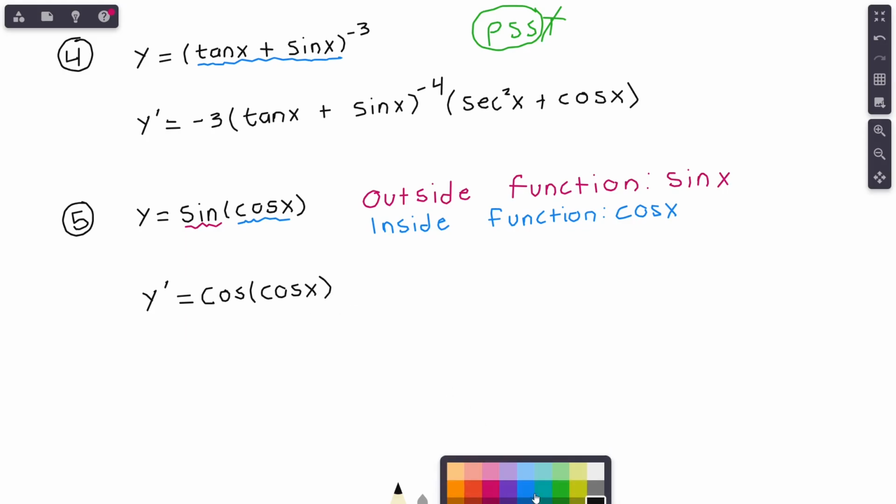And then finally, we have to use the chain rule, multiply by the derivative of the inside. So the derivative of the inside is going to be the derivative of cosine x. It's not sine x, it's negative sine x. Okay, so we took the derivative of the outside function, which is cosine of cosine x, and we multiply by the derivative of the inside, which is negative sine x.